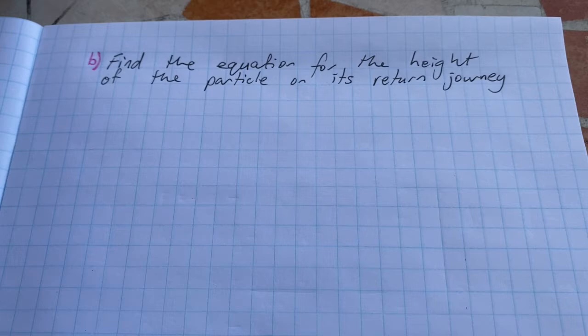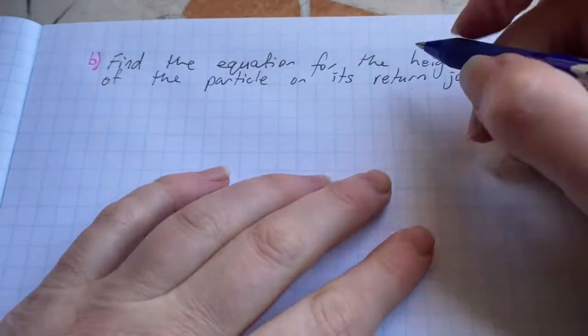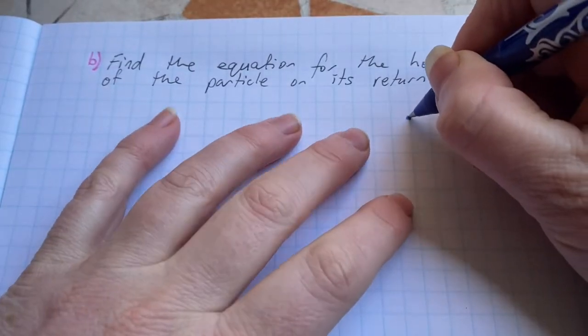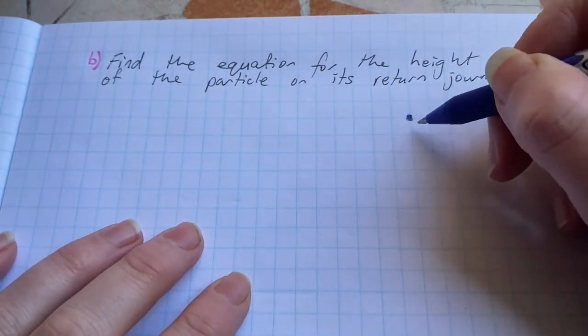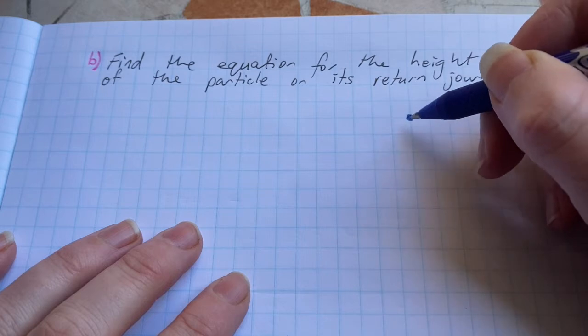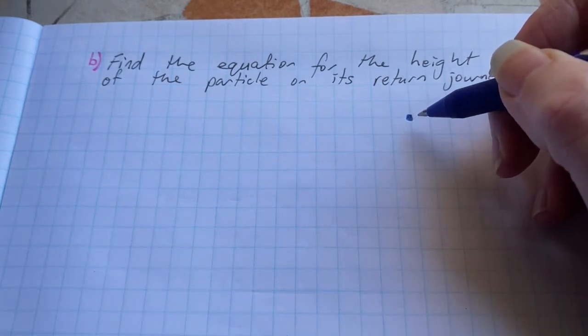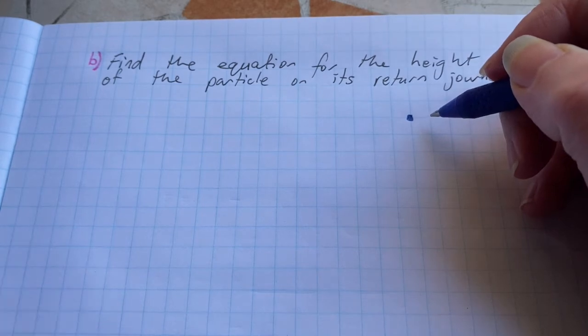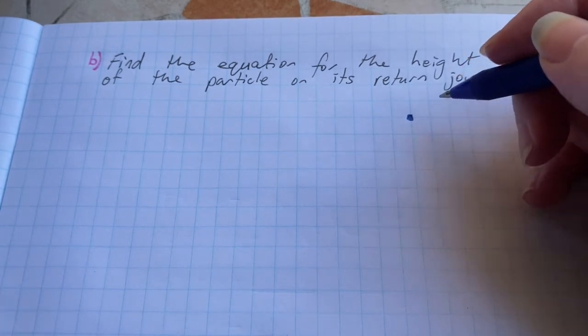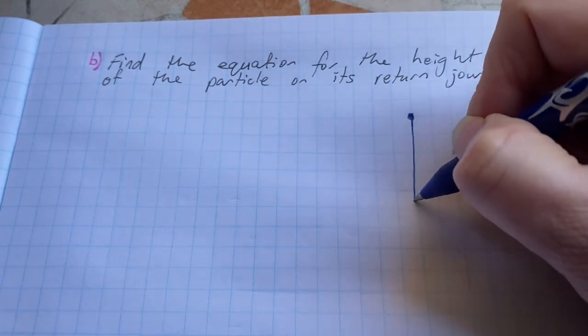In part B, we're asked to find the equation for the height of the particle on its return journey. And it's kind of like we need to start all over again. So our force diagram this time, we're starting right up here. Now we've got a choice here in whether we set this equal to 0 or whether we set it equal to the maximum height that we found in our previous example. Let's think about that for a minute.